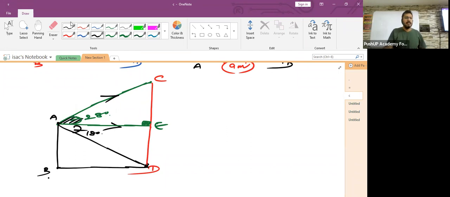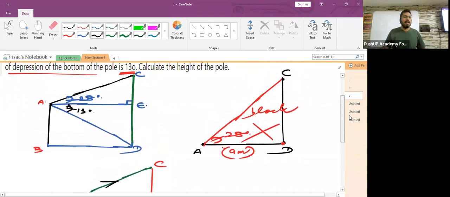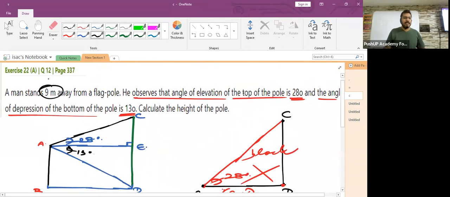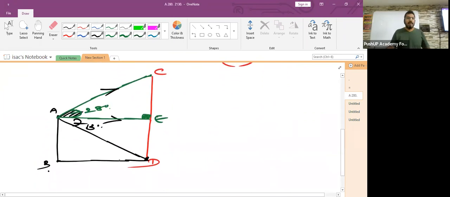Is it 30 degrees? All right. This is 13 degrees, no? Who said 18? Now, at what distance was this man standing? 9 meters, isn't it? This man was standing at a distance of 9 meters from the flagpole.